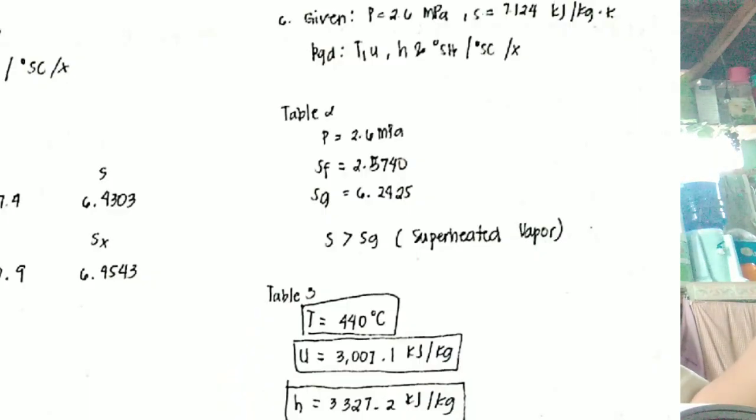And now, let's go to our last but not the least, the sixth condition, where we are given a pressure of 2.6 megapascals and s equals 7.124 kilojoules per kilogram times K, and we are required to find T, U, H, and the degrees superheated or subcooled, or X. So we will use table 2 for the analysis. In table 2, we will look for 2.6 megapascals, because pressure is pressure. Let's find the 2.6.